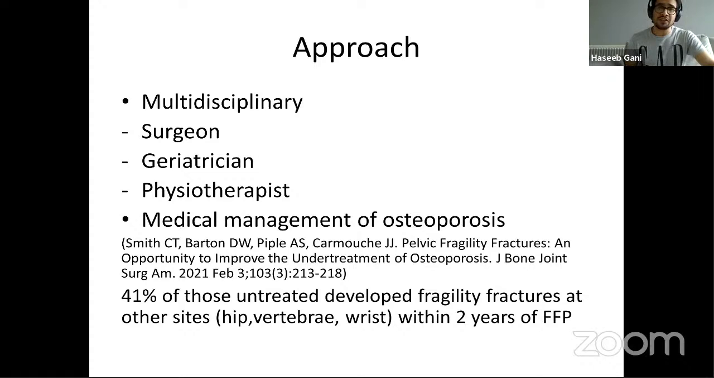The approach to these patients has to involve old people's services, a geriatrician or a medical doctor with interest in managing these patients. They need a metabolic evaluation. They need the necessary treatment that we do for all other fragility fractures. They need a physiotherapist who helps them mobilize. And according to this, recently published in JBJS American, 40% of those who do not receive medical management of osteoporosis after fragility fracture of the pelvis will within 2 years develop fragility fractures elsewhere.